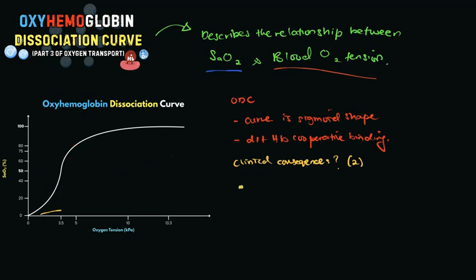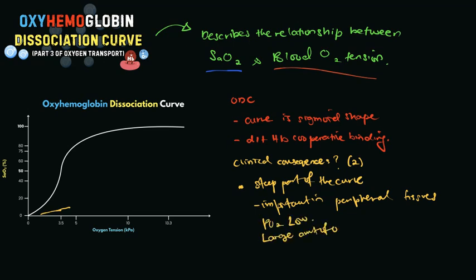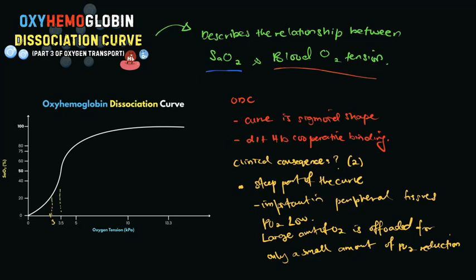In a normal situation, the steep part of the curve reflects what is happening at the peripheral tissue, where the oxygen tension is basically low. And as you can see, large amounts of oxygen are offloaded for just a fraction of a drop in oxygen tension. You can see here the drop from 3.5 to 3 kilopascal causes this huge offloading of oxygen, where the saturation drops from 40 to 30%, meaning that the oxygen has been offloaded from the hemoglobin.